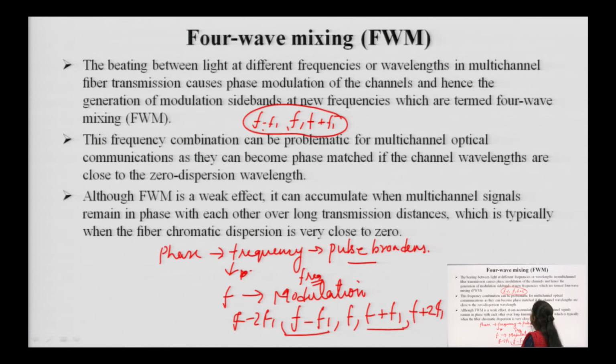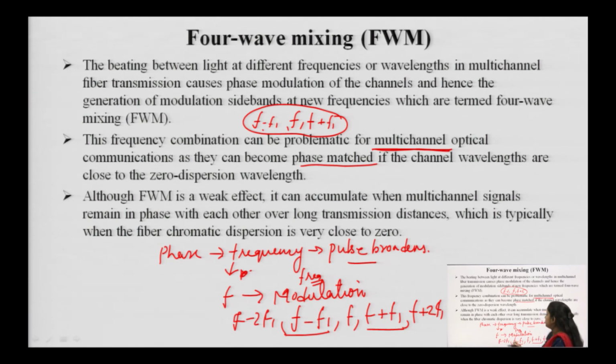These are termed as the 4-wave mixing. This frequency combination can be problematic for multi-channel optical communication as they become phase matched if the channel wavelengths are close to the zero dispersion wavelength. This condition will not be problematic for single channel optical communication. It will be problematic for multi-channel because in multi-channel it is possible that this frequency may exist and get phase matched with it. It is possible in multi-channel only.